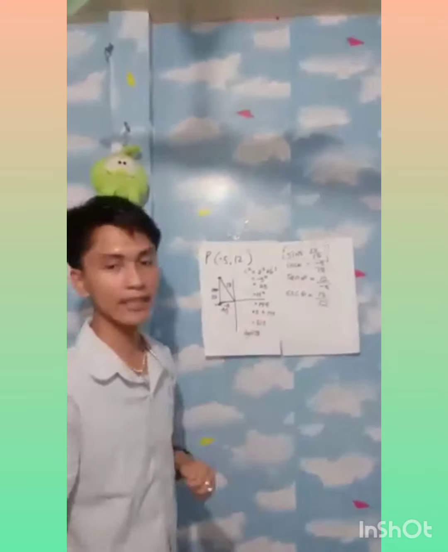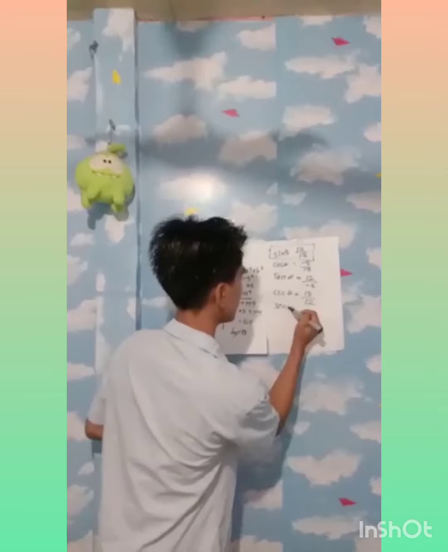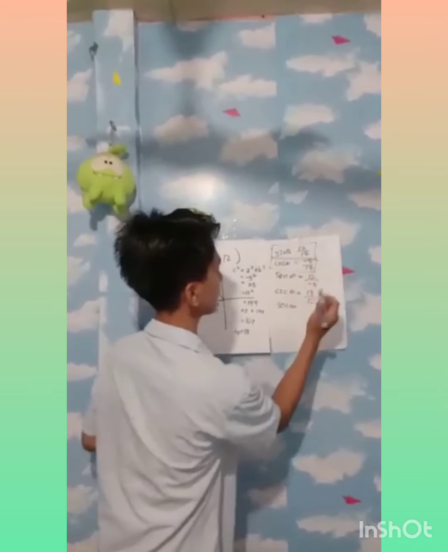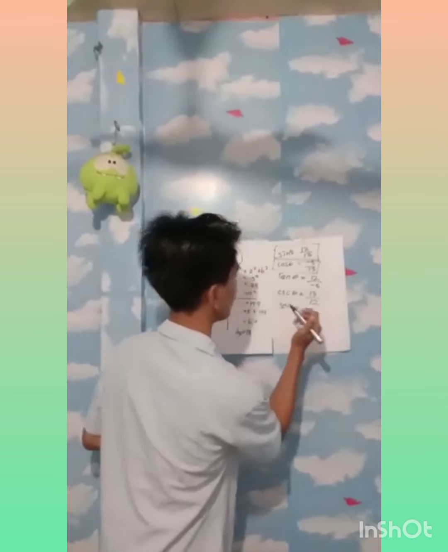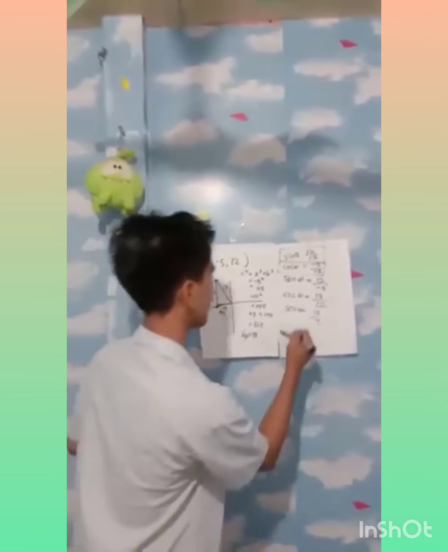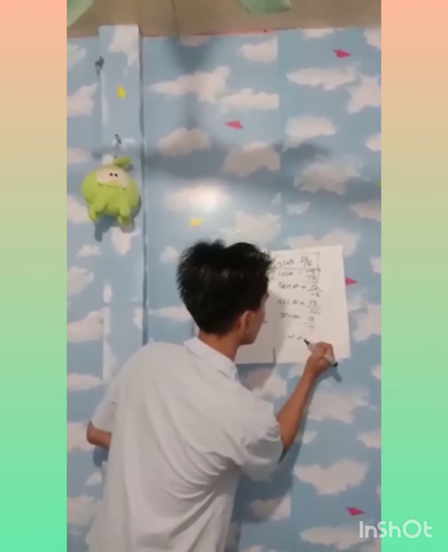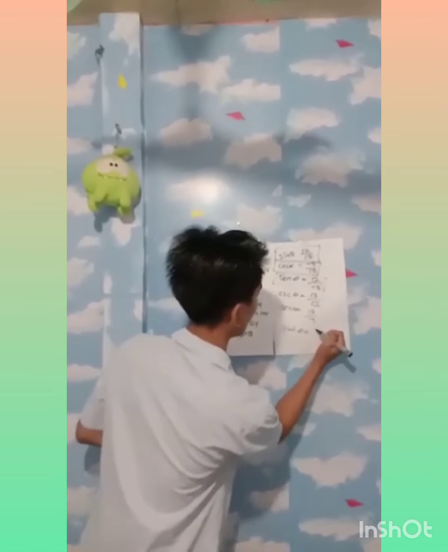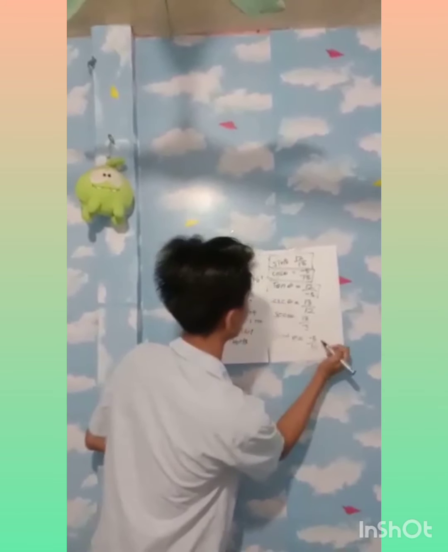And next is secant theta. Secant theta will be the reciprocal of the cosine. So it would be 13 over negative 5. And lastly, the cotangent theta. This is the reciprocal of tangent theta. It would be negative 5 over 12.